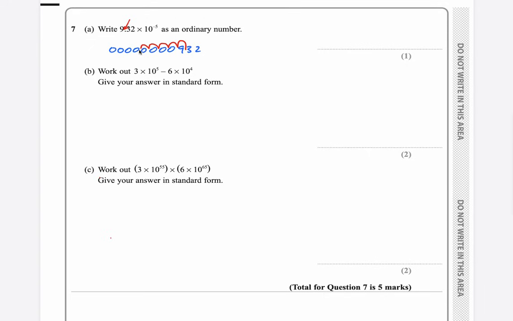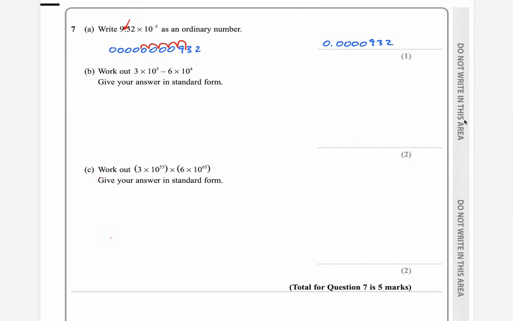So stop here. How many zeros are there? There are 4. So the answer is 0.0000, 4 zeros, and then 932. Okay.